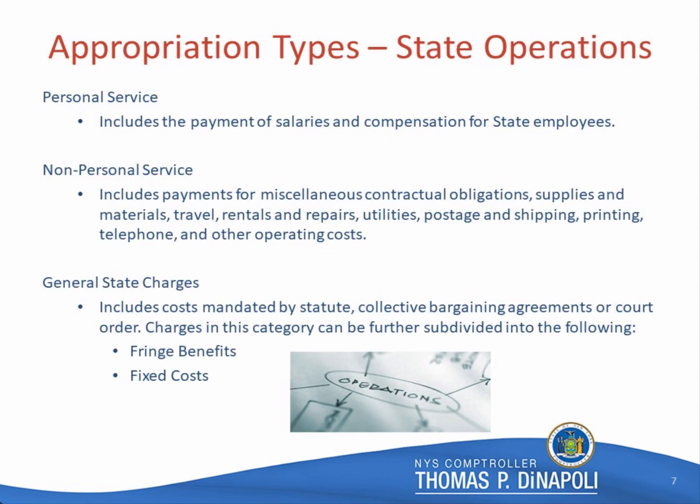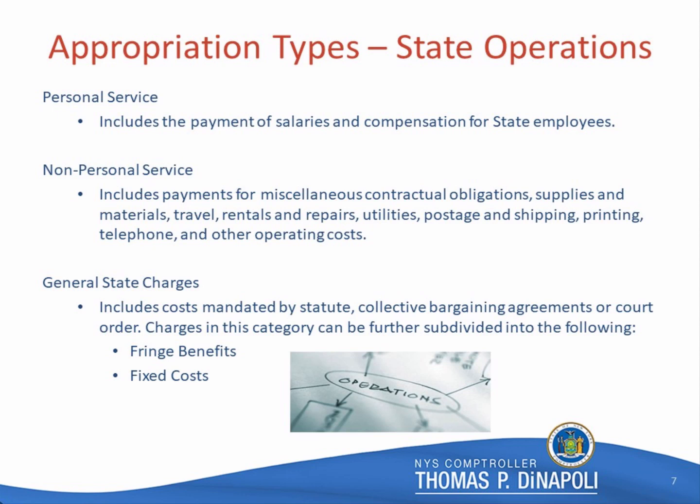The State Operations Budget Bill supports the operation of state agencies. It contains personal service, non-personal service, and general state charges appropriations. Personal service costs include payment of salaries and compensation to state employees. Non-personal service costs are payments for miscellaneous contractual obligations, supplies and materials, travel, rentals and repairs, utilities, postage and shipping, printing, telephone, and other operating costs.